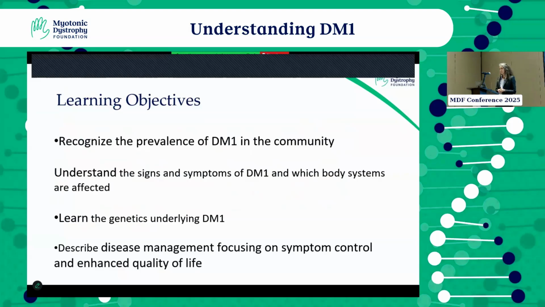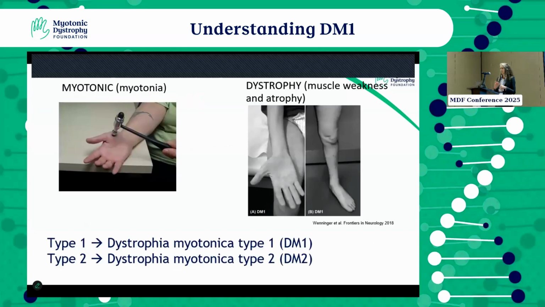Today's learning objectives that we'll be going over: recognizing the prevalence of DM1 in the community, understand the signs and symptoms of DM1 and which body systems are affected, learn the genetics underlying DM1, and describe disease management, focusing on symptom control and enhanced quality of life.